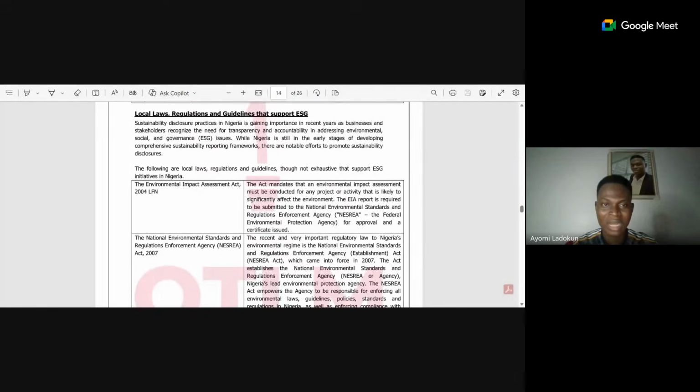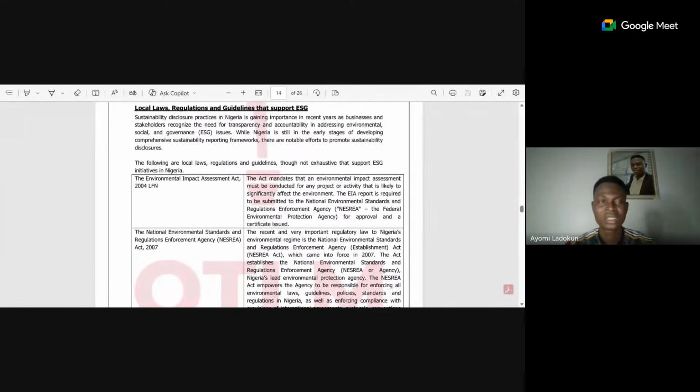the local laws and regulations that support ESG in Nigeria, right? So you have the Environmental Impact Assessment Act of 2004. Can you imagine? Since 2004. So they are related. Some of them are actually related because it's related to the environment, so it's assumed that they are also supporting ESG. Then you have the National Environmental Standards and Regulations Enforcement Agency. This is very popular, NESREA, right?